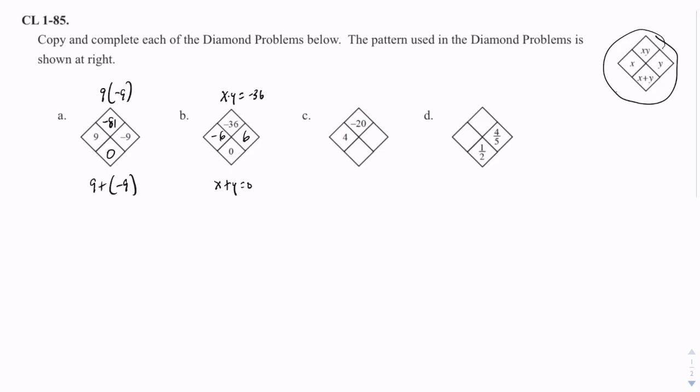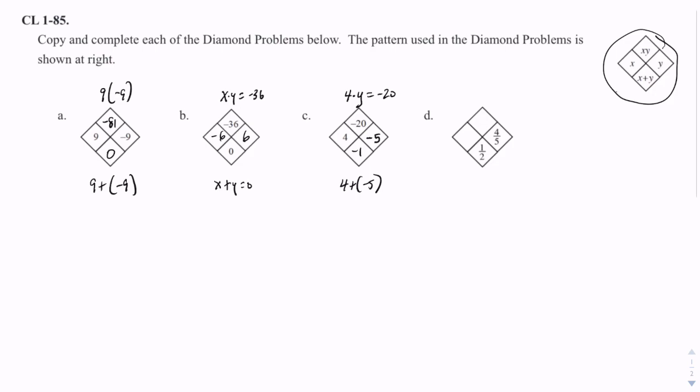For C, it's saying 4 times y equals negative 20. So what times 4 is negative 20? Negative 5, right? And then 4 plus negative 5 for the bottom is negative 1.